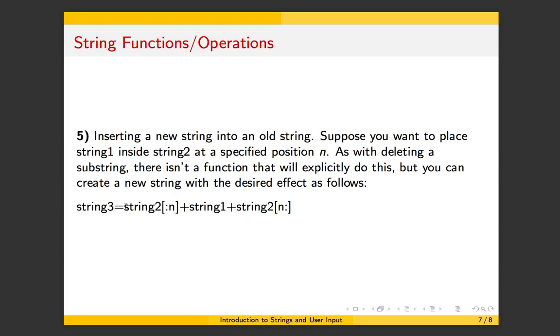So you can say, okay, well, string 3, what's that going to be? Well, take string 2 up to position N minus 1. Again, putting an N there means you're going to keep everything to the left of N, so up to position N minus 1. Then add string 1, the thing you wanted to put in there. And then pick string 2 back up again. So notice this whole thing contains string 2 to the left of N and string 2 to the right of N. You've just put something in the middle.